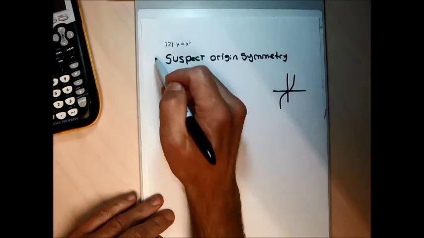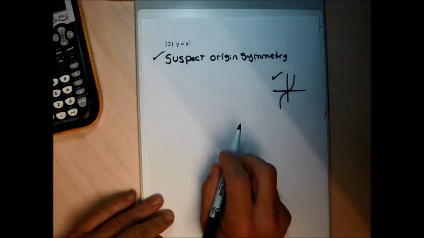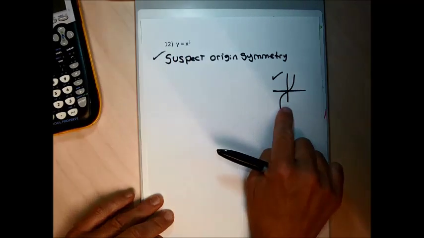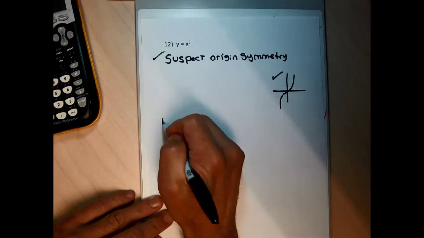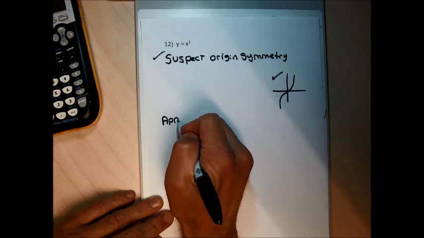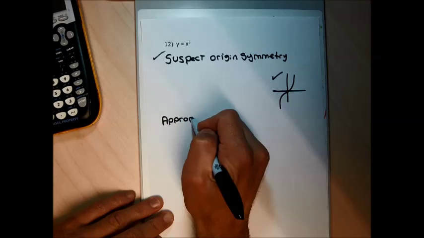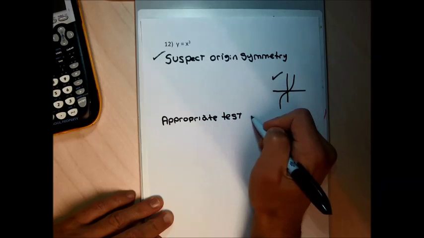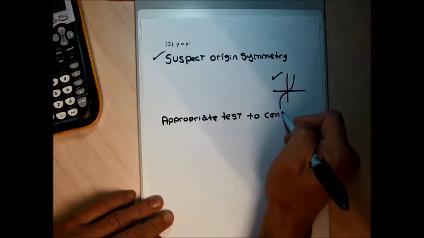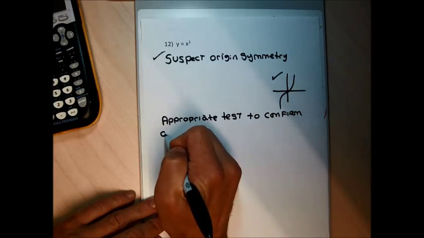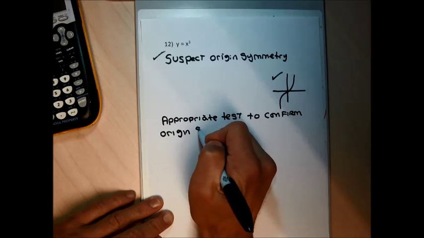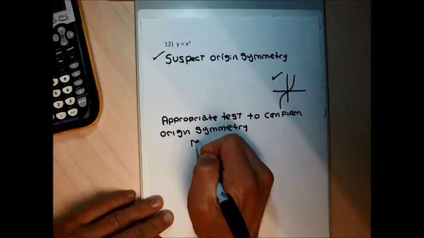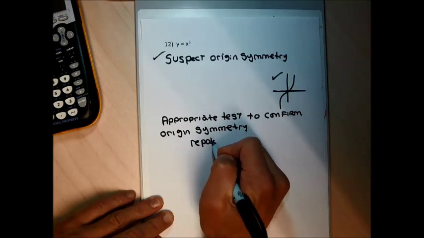And so I've got two reasons to think I have origin symmetry. First, both the x and the y have odd exponents, and there's no constant term. Second, the graph looks the same upside down as right side up. Now I need to do the appropriate test to confirm the symmetry. And this is the hardest test. What I need to do is replace both the x with negative x and the y with negative y and simplify. Oh, gosh.